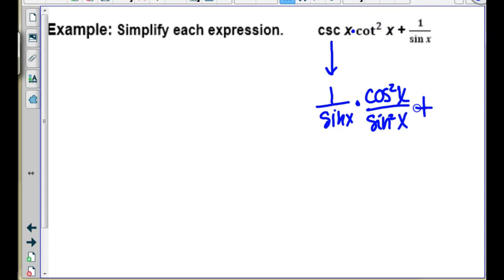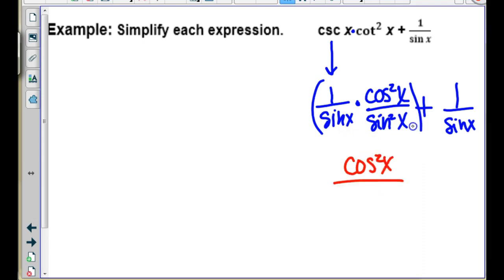Now, we got to be real careful because it says plus 1 over sine x. I can't do anything with adding until I have a common denominator. But I can put these two together. What does this become? This was multiply. What happens if I multiply those together? 1 times cosine squared on top just becomes cosine squared. What does the bottom become? Sine times sine squared would be sine cubed. Well, that's not looking too good.